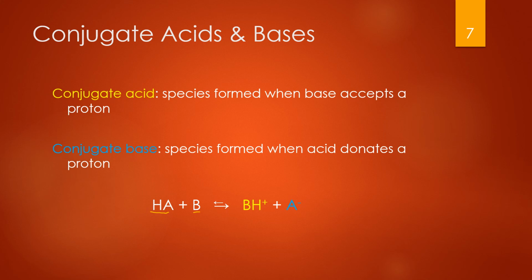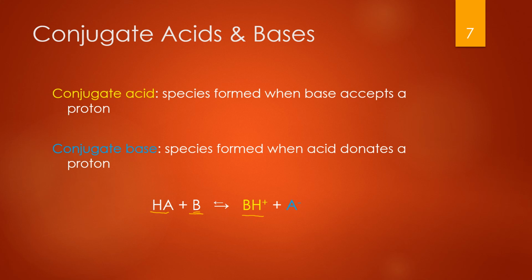So the conjugate acid is highlighted here in yellow. When that base, that B on the reactant side, accepts a proton from the acid, it becomes positively charged, and the newly formed BH+ is the conjugate acid because it is the species that was formed when the base accepted that proton.